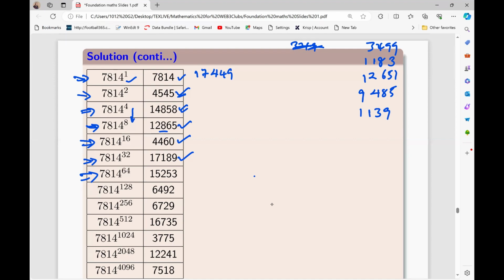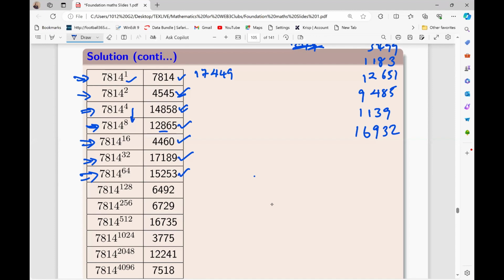This time it has gone there 16,932 times. Did I divide correctly? Yes. Let's find the remainder. So it went there 16,932 times. And the remainder is 15,253. Square that line to get the next line.